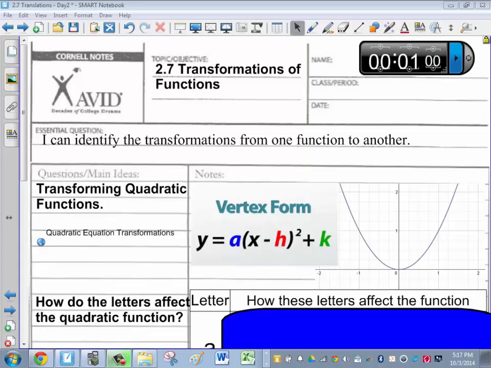Last but not least for this chapter is transformations of functions. We are going to figure out how you can take functions and do different things to those functions. Let me show you, for example, with my son.